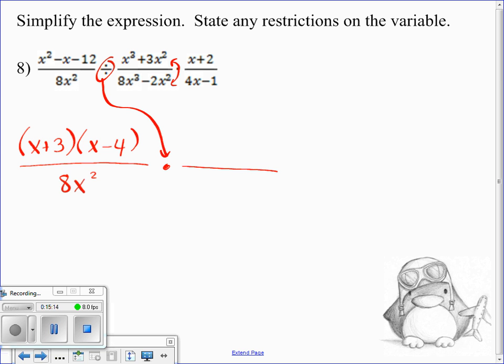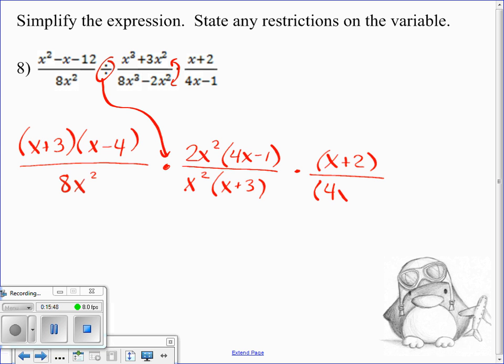It's always the one that directly follows the division sign. So when I flip that over, my top that's up here will now be my bottom. I could take out an x squared, left with x plus 3. What would you take out of the other one? Good. Take out a 2x squared, left with 4x minus 1. Do I flip the last fraction? No. It follows a multiply sign, so I don't flip that one. So x plus 2 over 4x minus 1.